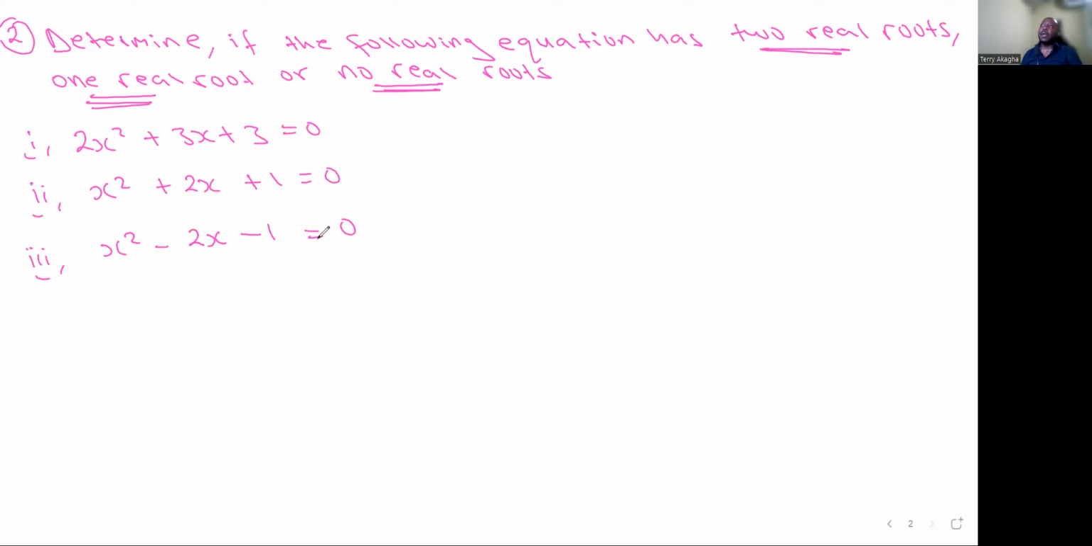So you can pause the video here and try to determine which of them has which, then come back and see if you get the same thing as I will get. I'm going to solve each of them separately. I'll pick one, solve it, and pick another one. So I'll start with number 1, 2x squared plus 3x plus 3.